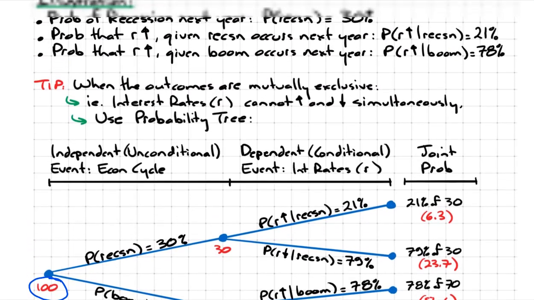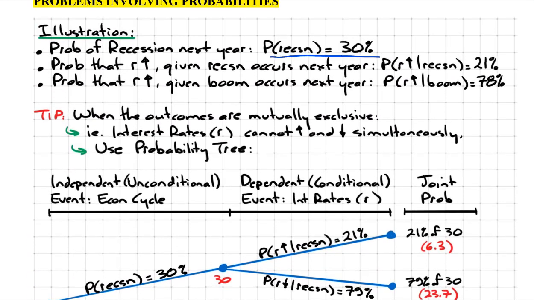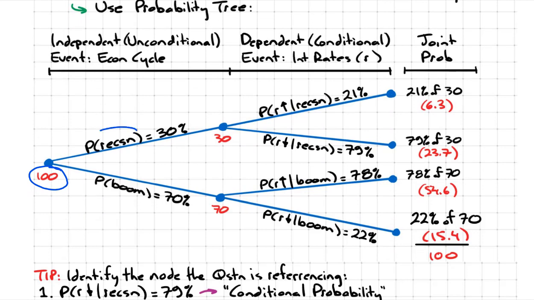First of all, we were told that the probability of a recession is 30%. So there it is. Probability of recession is 30%. So out of the initial 100 units, 30 end up there. Done. Now, they didn't give us a probability of a boom, but we could figure that out ourselves. If we have 100 units here and 30 went here, that means the other 70 went to the other outcome, which is an economic expansion or a boom.